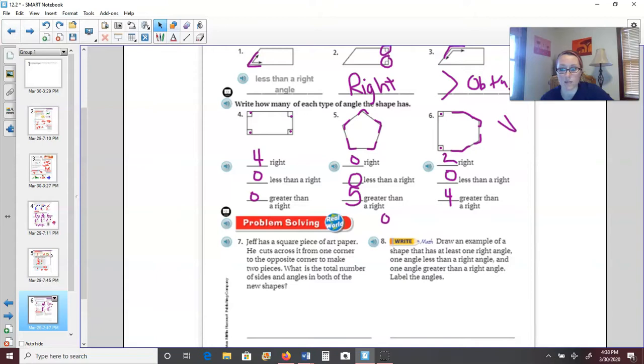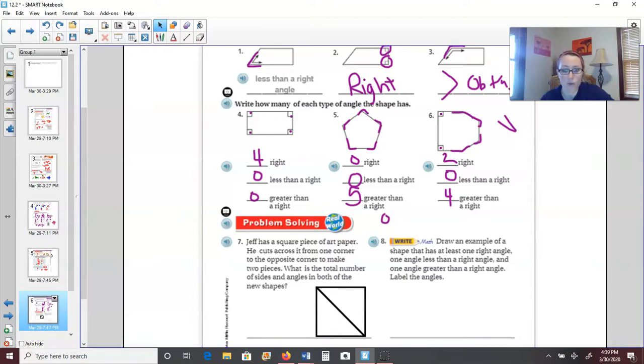Well, let's do what Jeff did. He has a square piece of art paper, so I'm going to make a square piece of art paper, and he cuts across it from one corner to the opposite corner to make 2 pieces. So let's do that. He cuts across it from one corner to the other. Now he has 2 pieces.